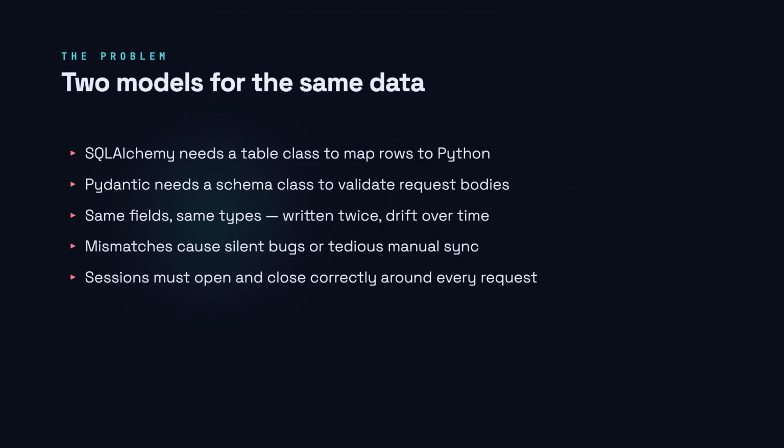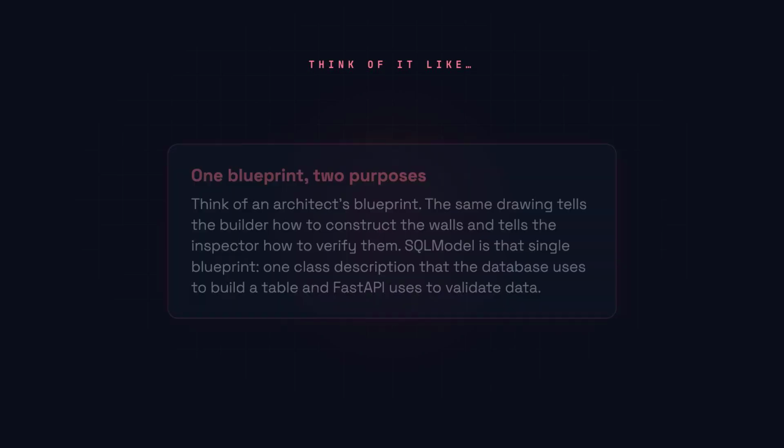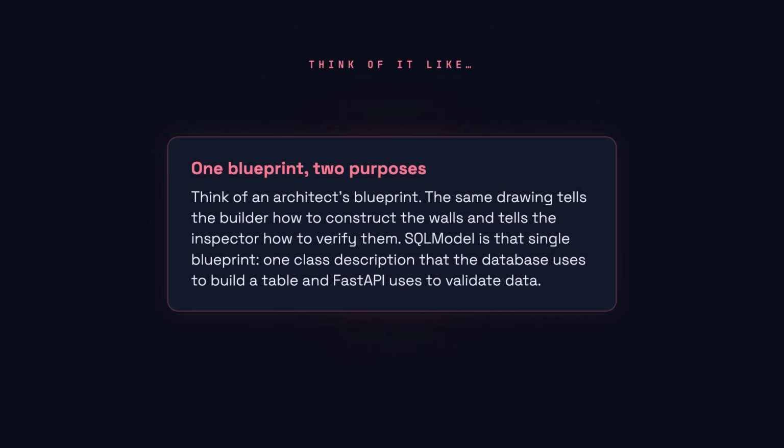without leaking connections. Imagine an architect who hands the same document to the construction crew and the building inspector. The crew uses it to put up the walls. The inspector uses it to check they are correct. SQLModel works the same way. You write one class, and it simultaneously tells SQLAlchemy how to create the database table, and tells Pydantic how to validate incoming and outgoing JSON. One source of truth. No duplication.